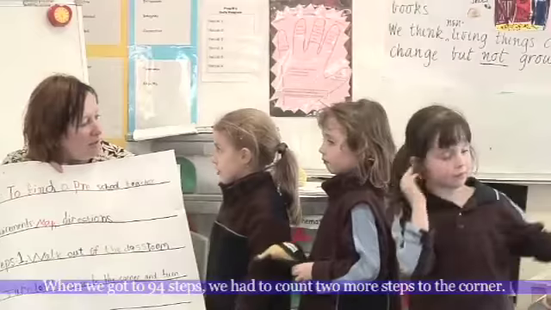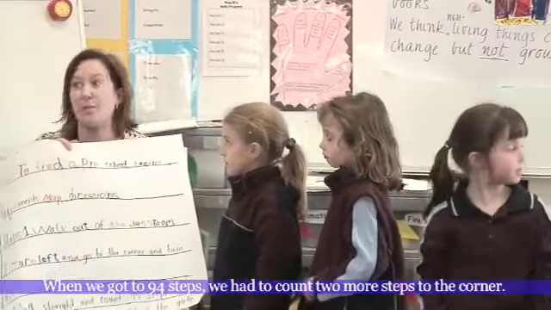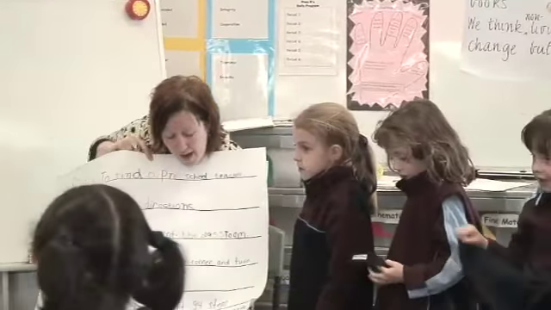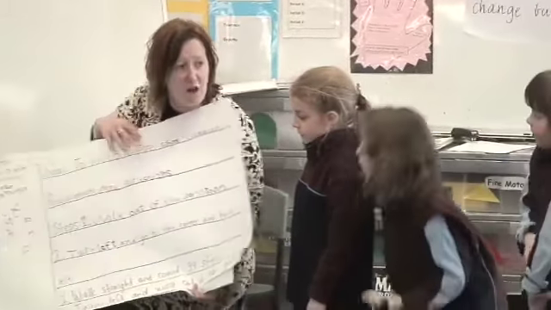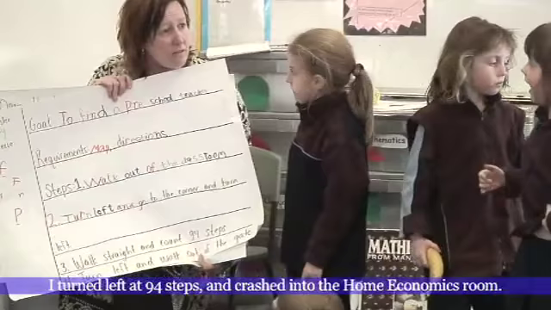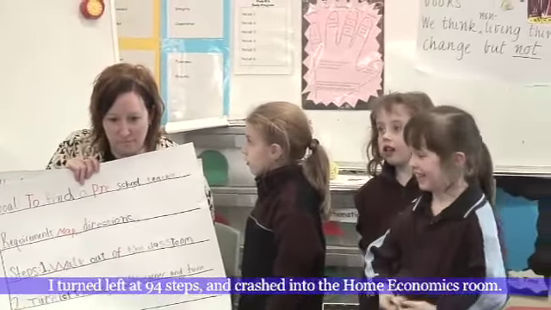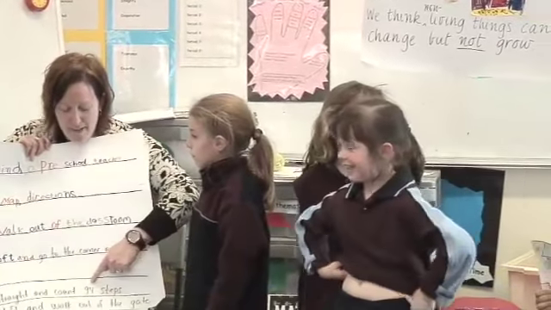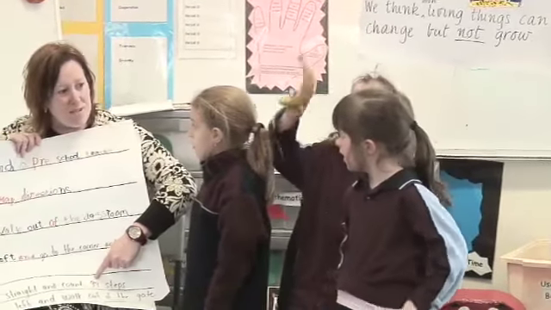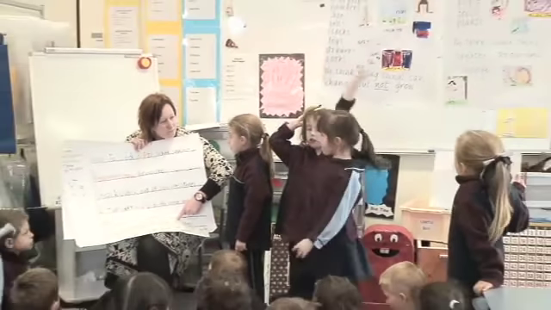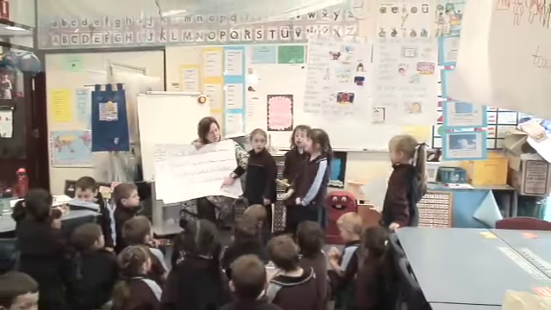Anna: We counted 96 and Eloise goes, no, it's 94. Then after 94 it said turn left, so I turned left and what happened to me? You crashed into the wall. Crashed into the home ec room. So we were going 94, we still had more steps to go to get to the corner, didn't we? Yeah. But what did we talk about? Can you remember, Tori?